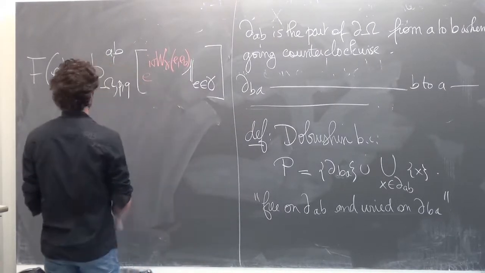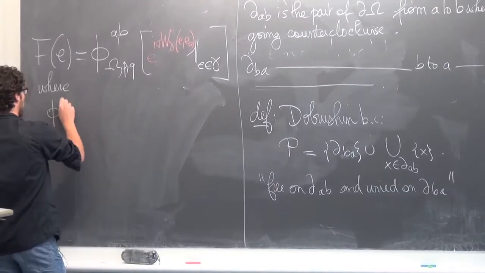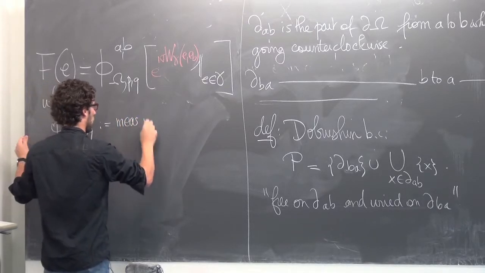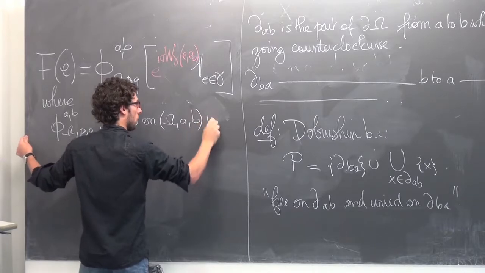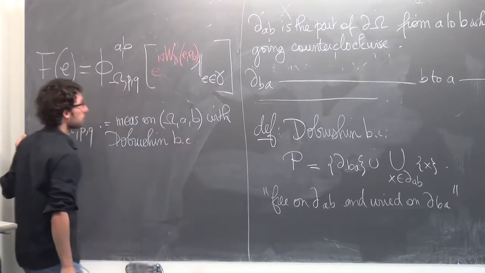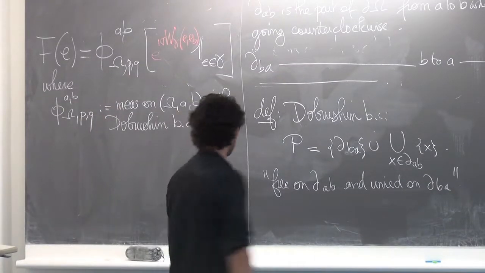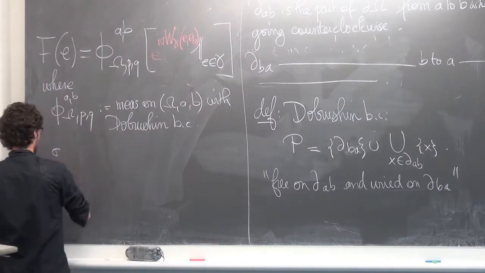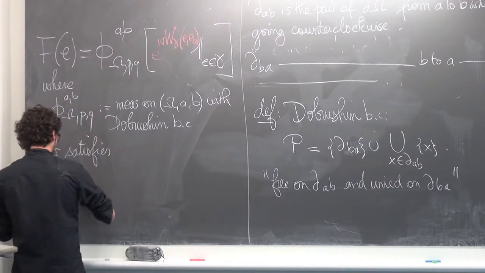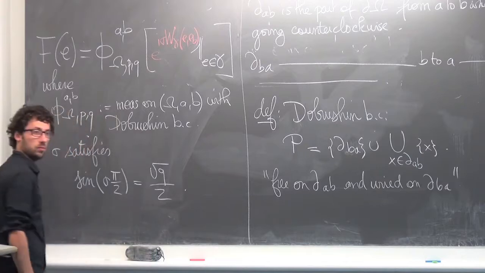So let me define and explain all these terms. First thing, what is that? We have a few things. So phi AB omega PQ is just the measure on omega AB with Dobrushin boundary condition. From now on, I'm just going to denote the Dobrushin boundary conditions by A, B. Sigma satisfies the following equation: sine of sigma pi over 2 equals square root q over 2.